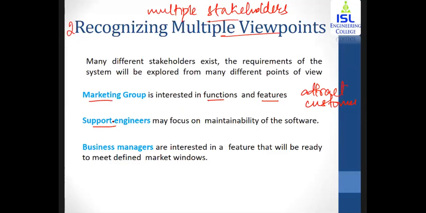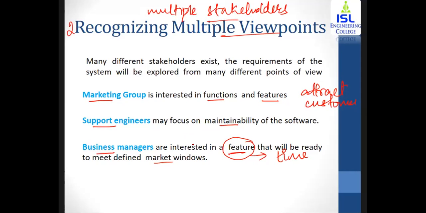The support engineer may focus on how they're going to maintain the software. Business managers will be interested in features that will be ready to meet a defined market window. That is, suppose for this particular product you have identified a specific set of features. These features need to be launched into the market by some specific time. If you go beyond that time, some other product might be launched, so you need to face tough competition. So the business manager is going to focus on the different features and how much time it is going to take to deliver the software to the market. That is going to be identified.